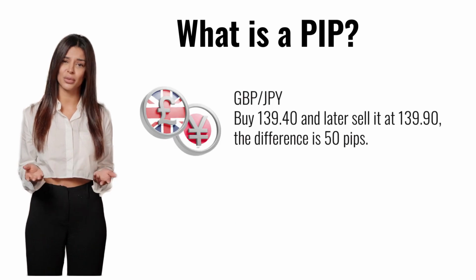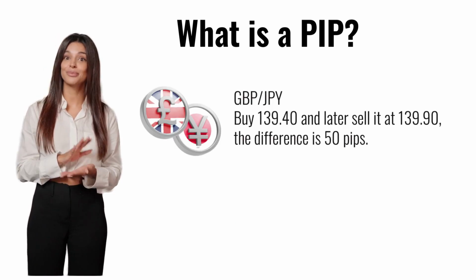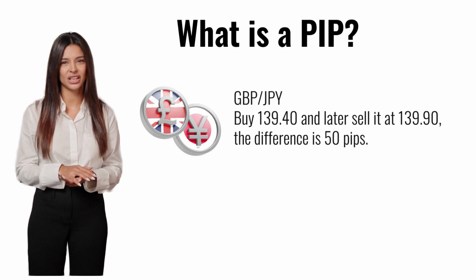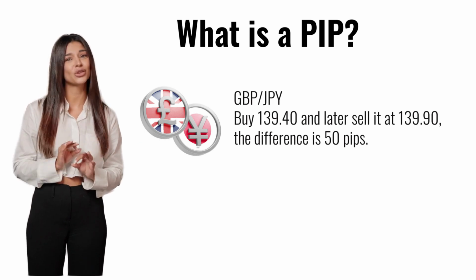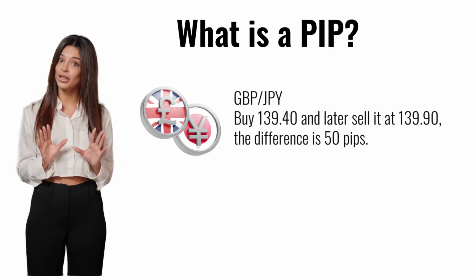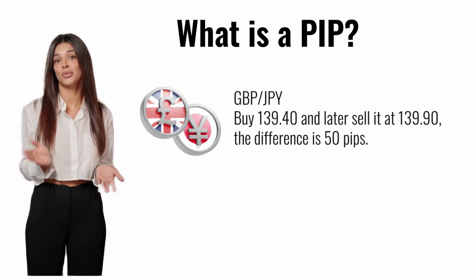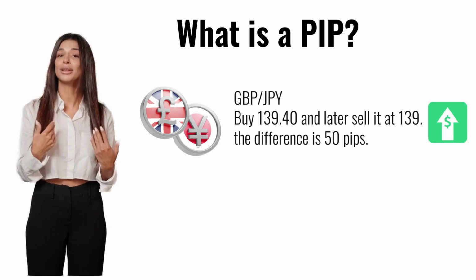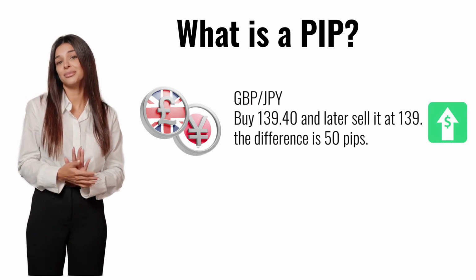Here's a simple example of how we calculate pips. Imagine you buy GBP/JPY at a price of 139.40 and later sell it at 139.90. The difference between these two prices is 50 pips, which could be profit or loss.